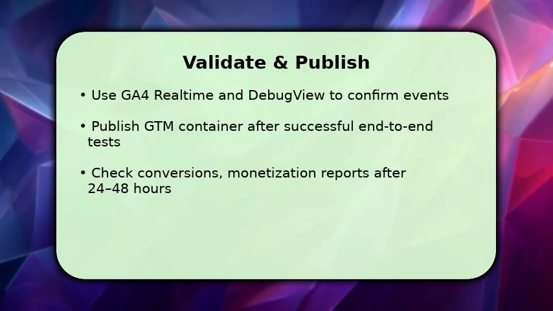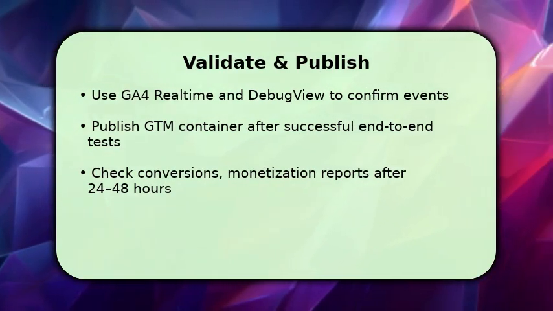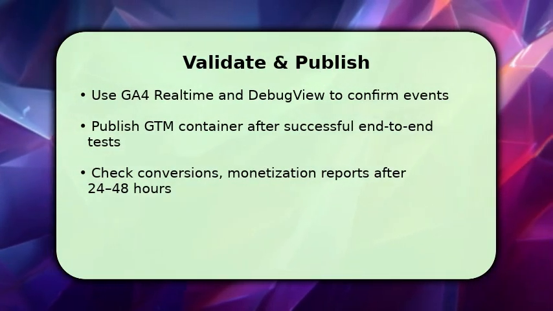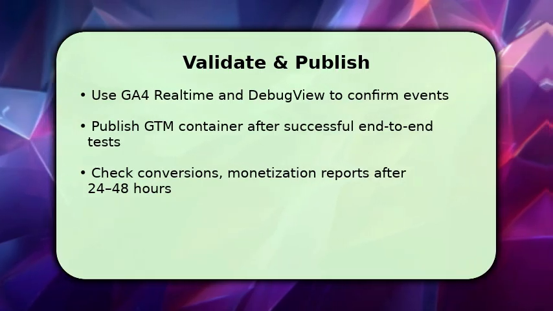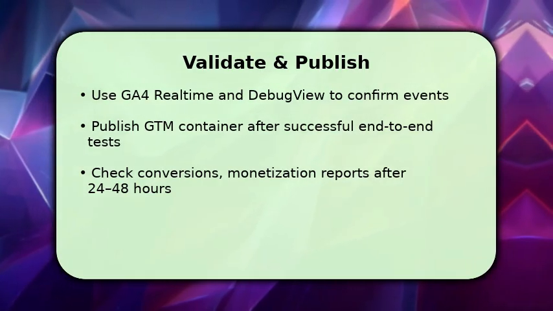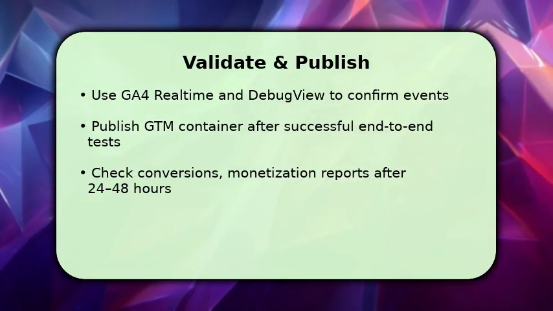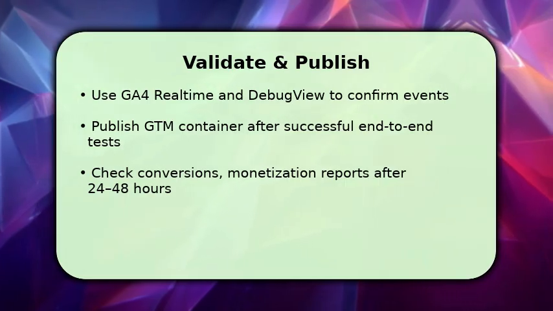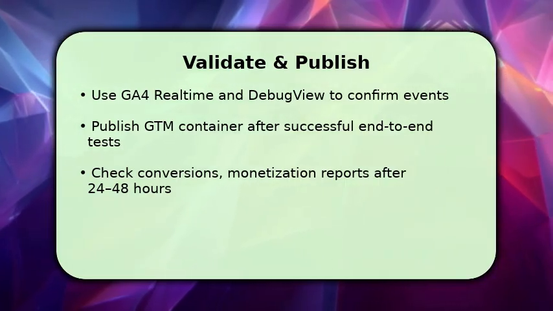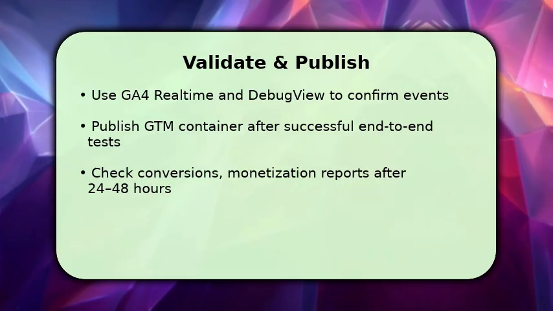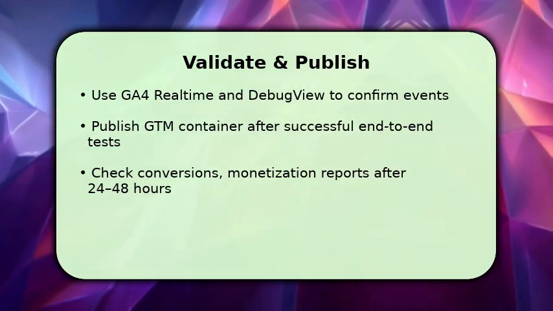Finish by validating. Use GTM preview and GA4 debug view to watch events and parameter values flow in. Once you see correct events and amounts, publish the GTM container and monitor GA4 real-time. Make sure conversion flags are set for purchase events. After 24 to 48 hours, review e-commerce and monetization reports for aggregated accuracy.